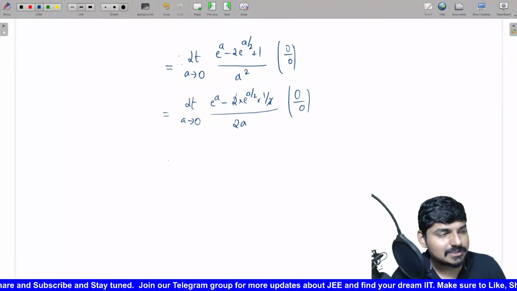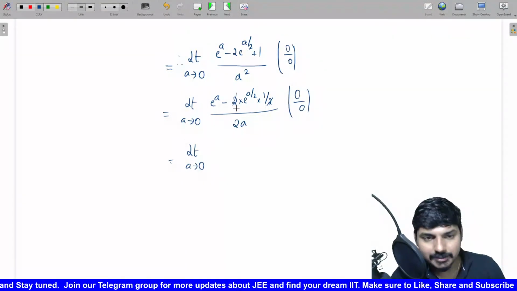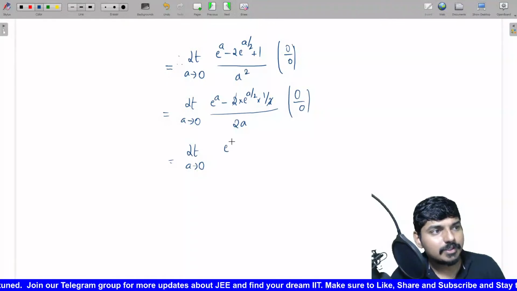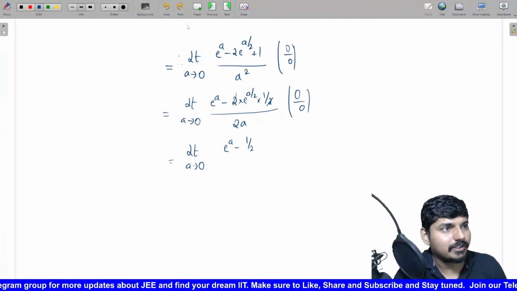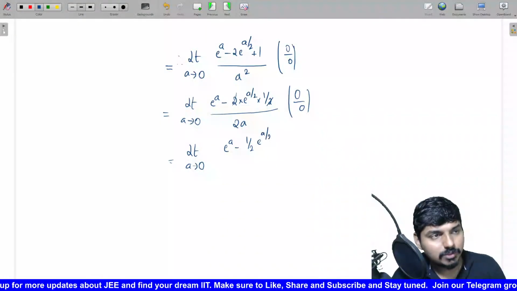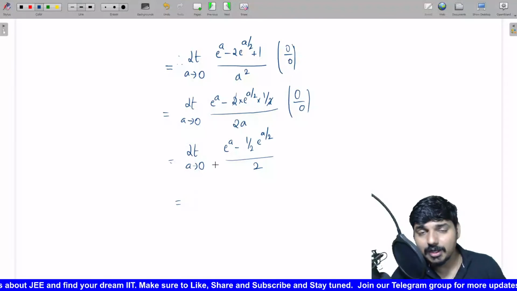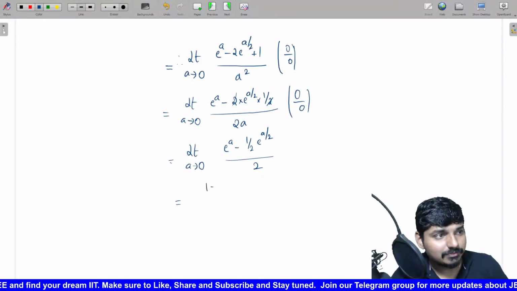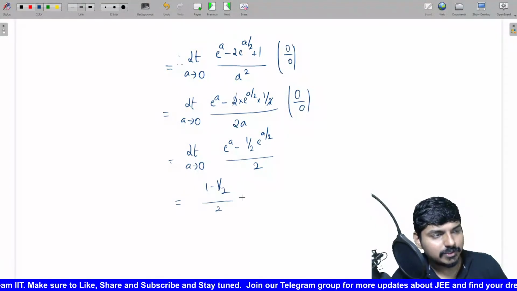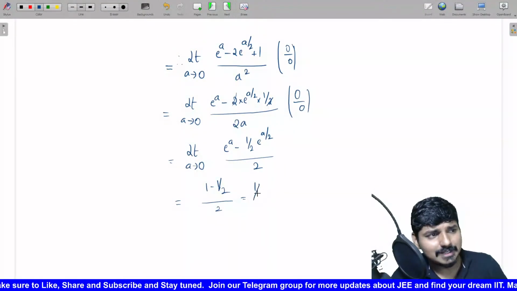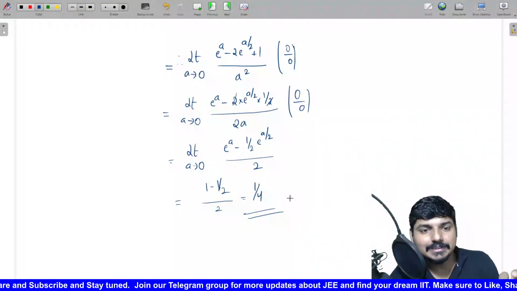Okay, so from this, again, if you put limit a tending to 0 and differentiate the numerator and denominator, you get e raised to a minus 1 by 2 e raised to a by 2 e raised to a by 2, whole divided by 2. And for a equal to 0, what are you going to get, everyone? You're going to get 1 minus 1 by 2 divided by 2, and that is going to give you 1 by 2 by 2, and that is 1 by 4, and that is going to be the right answer, everyone.